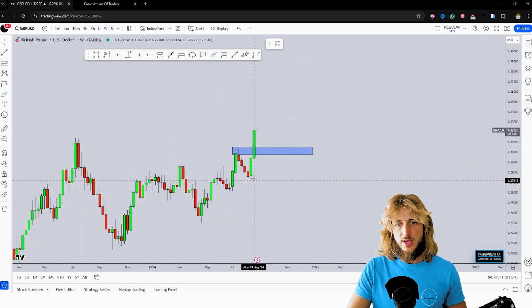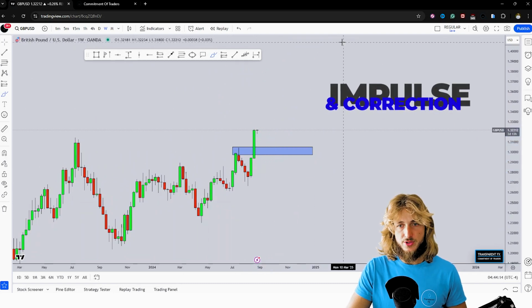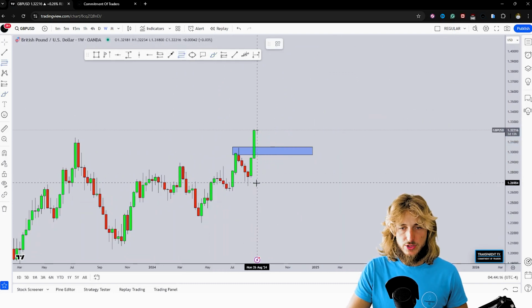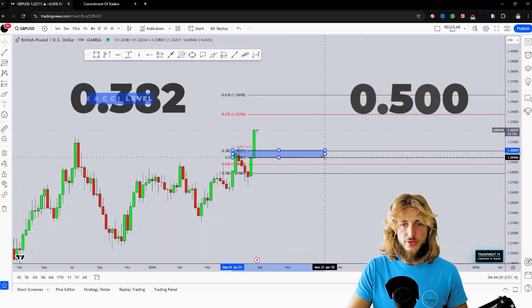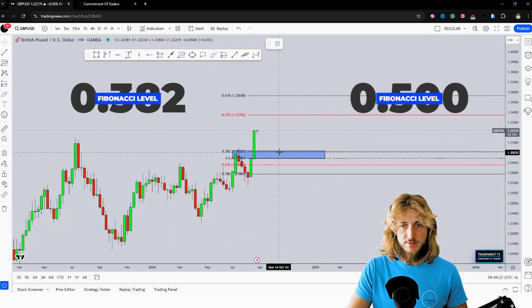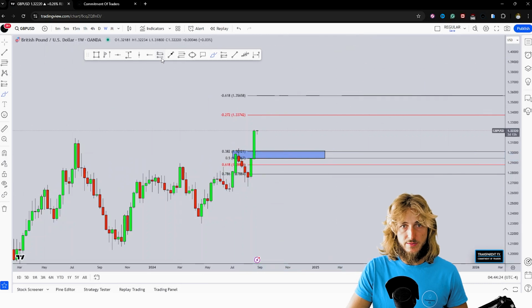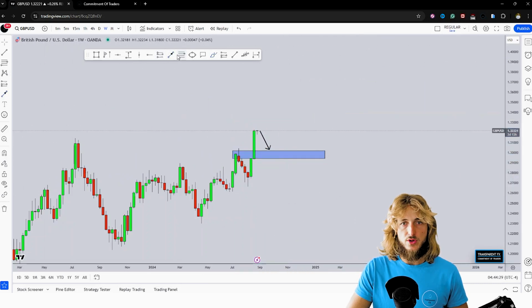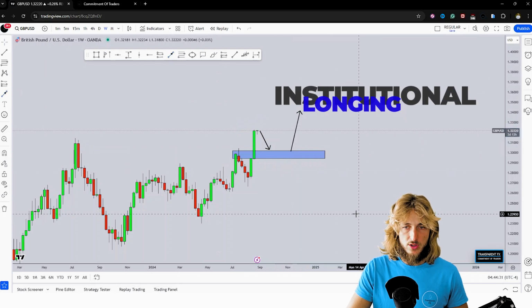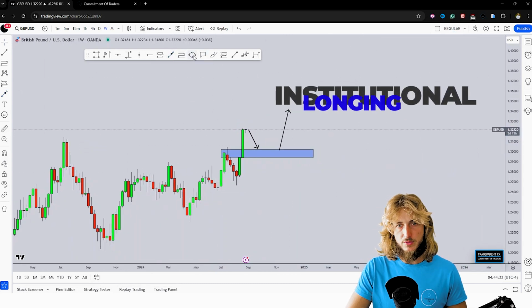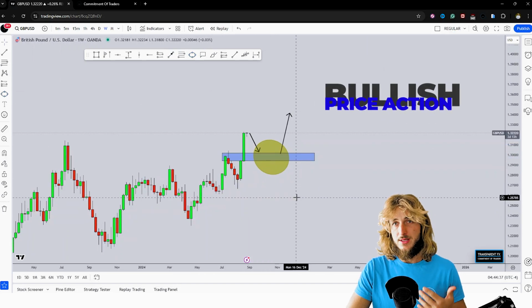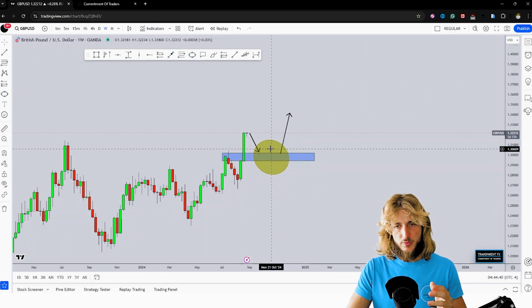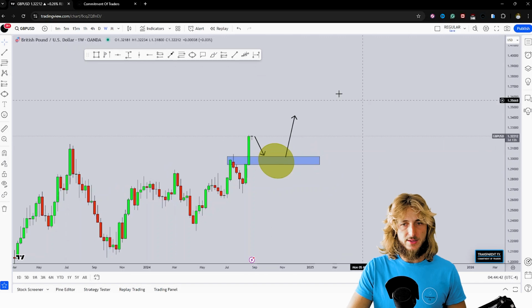Now, in general, after an impulse, if we want to measure the correction, we have to take our Fibonacci from the low to the high of the impulse leg, which shows us how we have the 0.382 and 50% retracement levels lining up exactly here. Now, if the market would correct to this zone, at that point, from here, there is a good probability of seeing more institutional longing, which at that point could further increase the probabilities of a potential rejection to the upside away from this level.